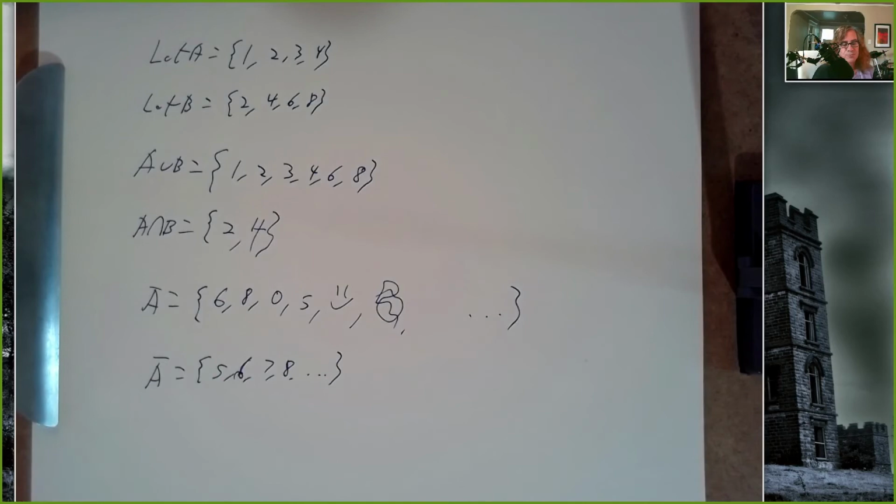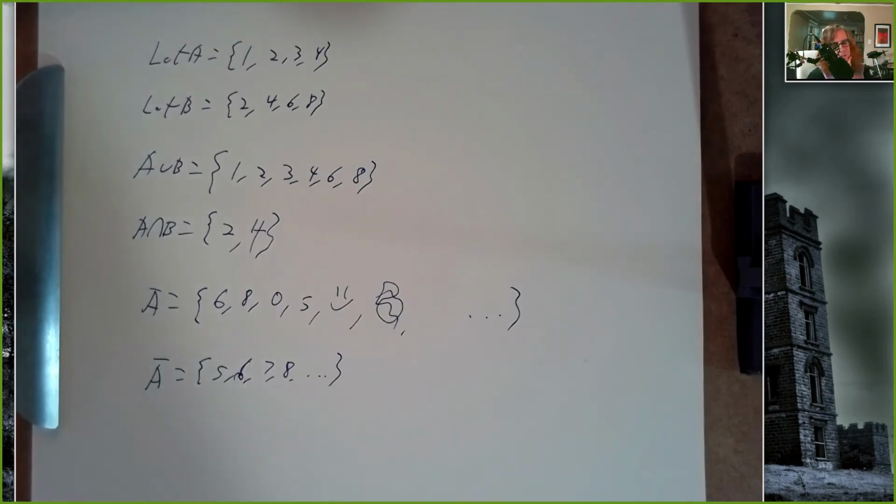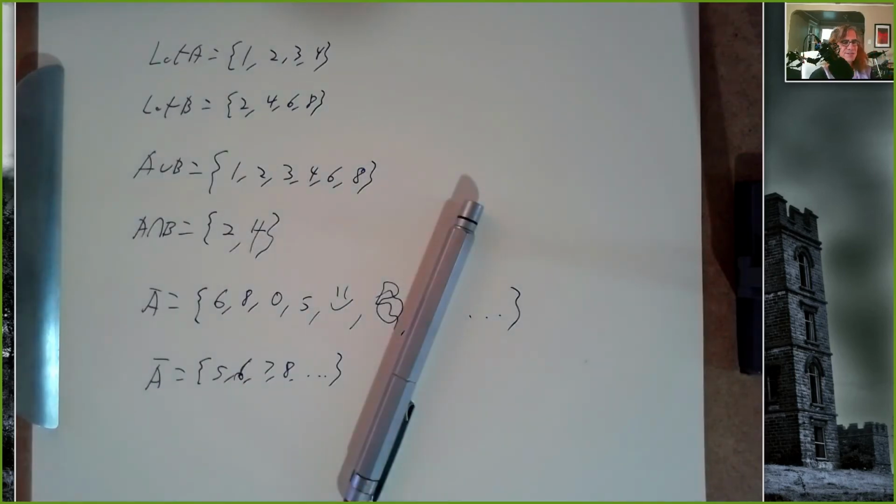If I'm working over real numbers, there's a whole lot of things that are not in A. It doesn't have pi, it doesn't have the square root of 2, it doesn't have 1.5, it doesn't have 3.3, it doesn't have any of these things, it doesn't have negative anything, right? If I'm working over the universe of all things, which is not something we want to do, then it's also missing the smiley face and the squiggle and the pen and so on.